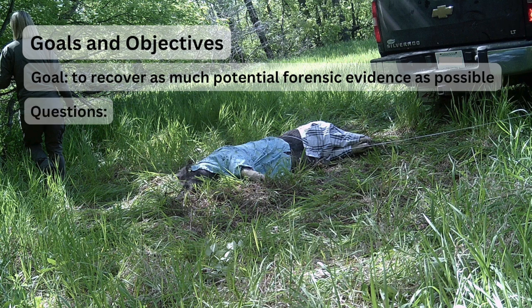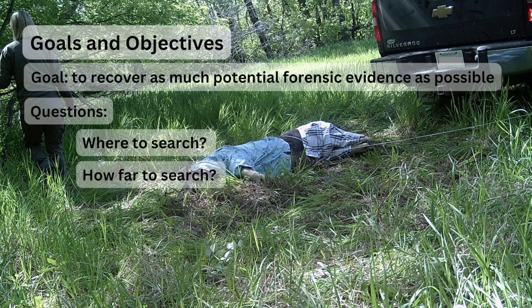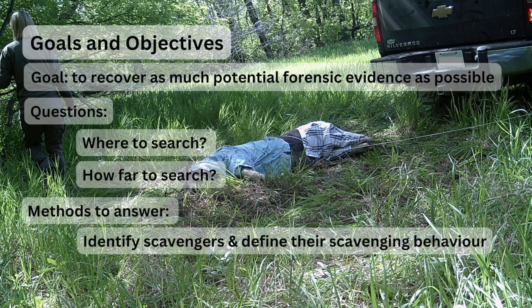In a nutshell, law enforcement need to recover as much potential forensic evidence as possible to help solve cases. They approach Sherry with two questions. Where do we search for this evidence and how far do we search for it? To help answer these questions, Sherry wants to identify the scavengers and their scavenging behavior to figure out who may have influenced the movement of this evidence, and then also to map the dispersal of the evidence so we know where it went. By identifying the scavengers and their scavenging behavior and mapping the dispersal of the evidence, we hope to see patterns and be able to answer the two questions of where and how far to search for the remains so that we can answer this for law enforcement.